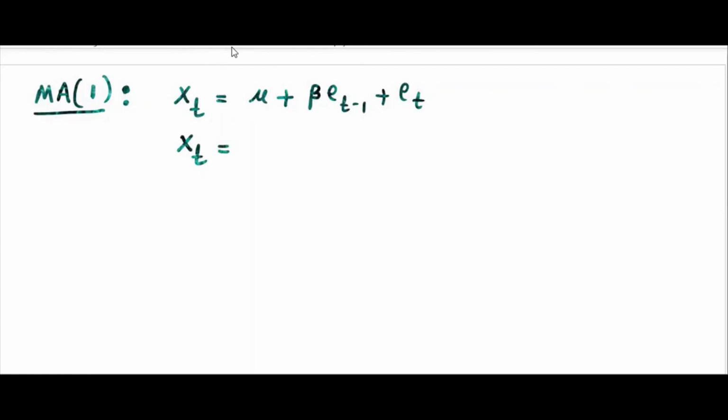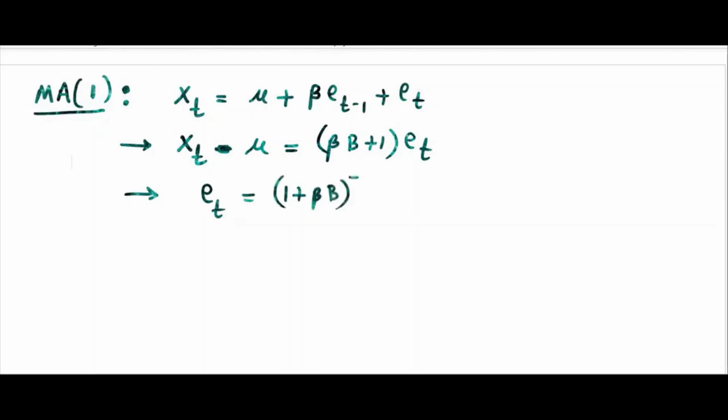X_t minus mu, we'll take common in a similar way. X_t minus mu, you take common, you write B e_t. So you'll get beta B plus 1, e_t. And then X_t minus mu will be equal to, let me write this side so that I will be able to express e_t in terms of these. So it will be 1 plus beta B, you take that side inverse, and you get X_t minus mu.